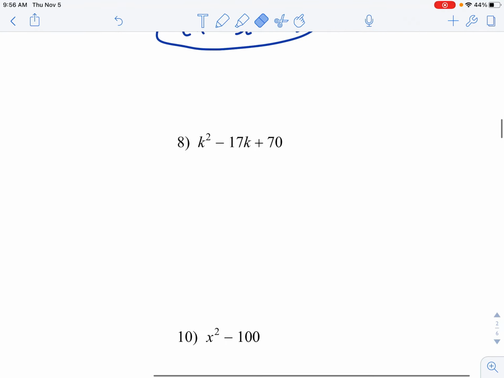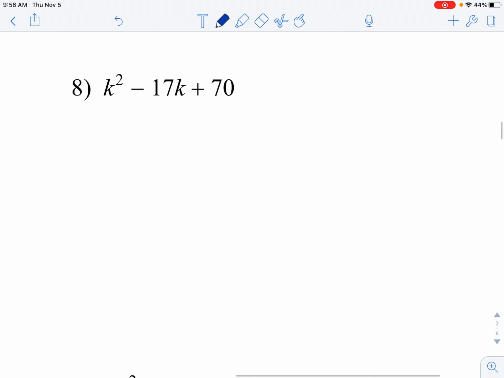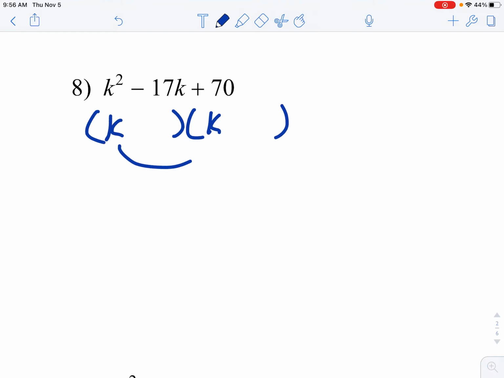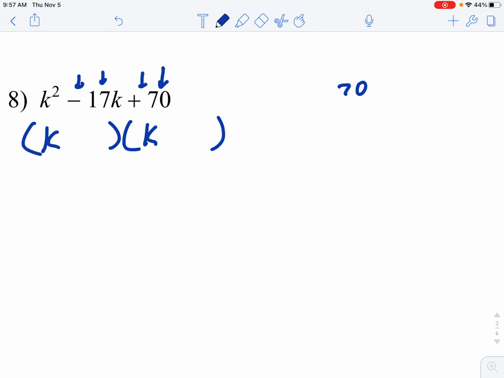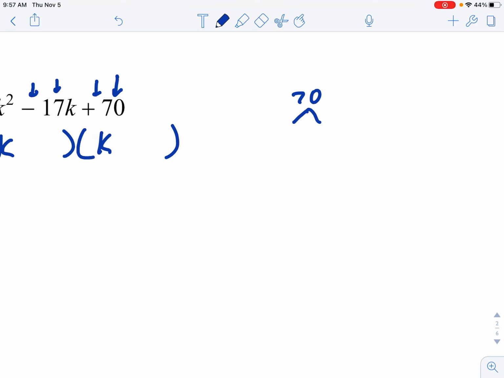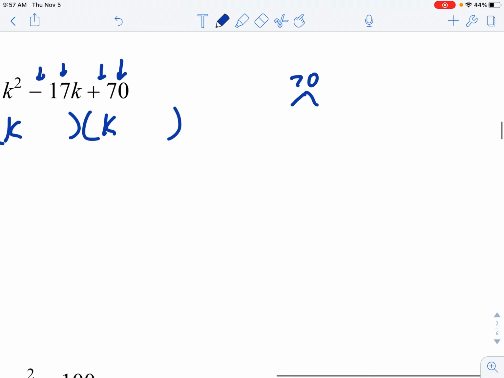All right, let's look at number 8 and do it the same way. So you put down your 2 set of parentheses like we're going to FOIL something together, and it's going to start with k and k. K times k, k squared. Now we need 2 numbers that are going to multiply to positive 70 but combine to negative 17. So I'm going to make a little chart over here. Now this can get to be a real pain making this chart if the number is big. So look, to get a positive 70 you can do 1 times 70 of course, or you could do negative 1 times negative 70.